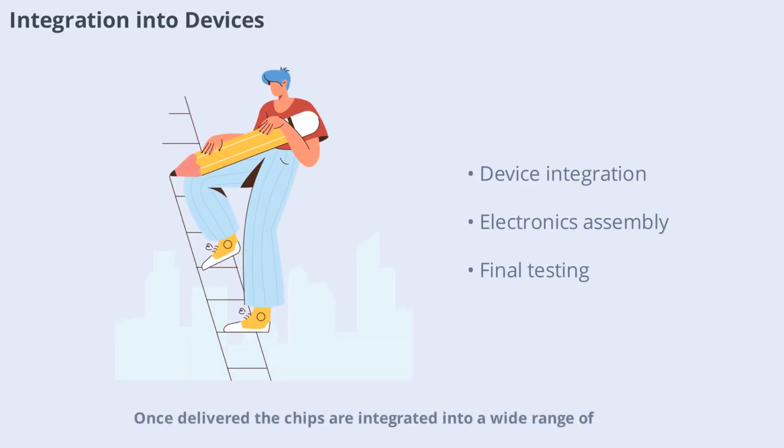Once delivered, the chips are integrated into a wide range of electronic devices, everything from smartphones and computers to cars and appliances. This integration is performed by electronics manufacturers who assemble the chips onto circuit boards and test the final products before they reach consumers.